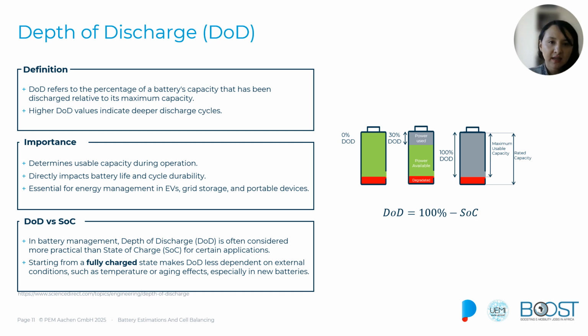Related to the state of charge, we also have the depth of discharge. As mentioned, this is the percentage of the battery capacity that has been used already. So if we have a battery with a state of charge of 70%, the depth of discharge will be 100 minus 70, which is equal to 30%.